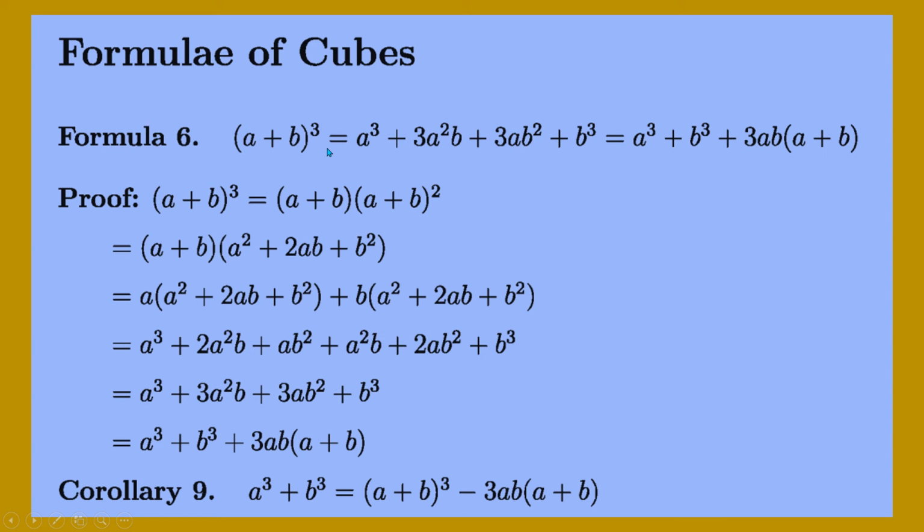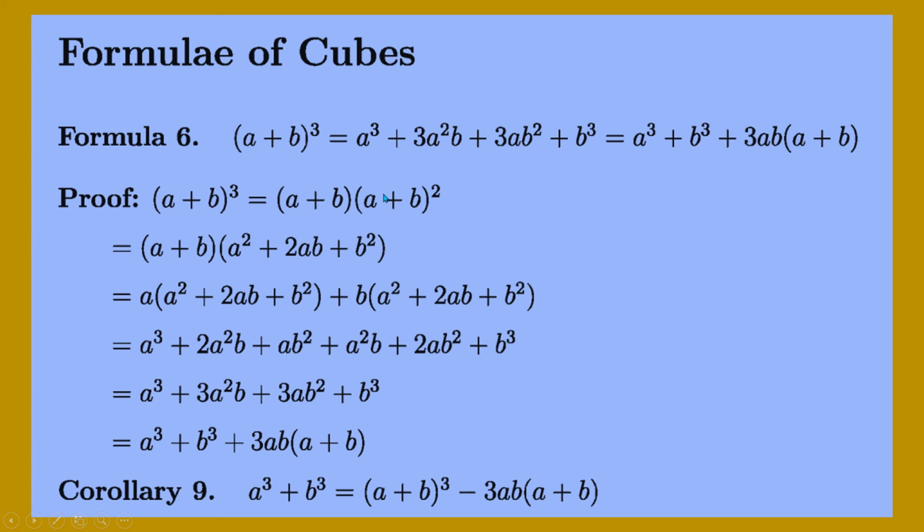(a + b)³ equals a³ + 3a²b + 3ab² + b³, or we can write a³ + b³ + 3ab(a + b). But how will we get this? Here is the proof. (a + b)³ equals (a + b)(a + b)², because here power 1 and here power 2, so 1 plus 2 equals 3. That means we can write this.